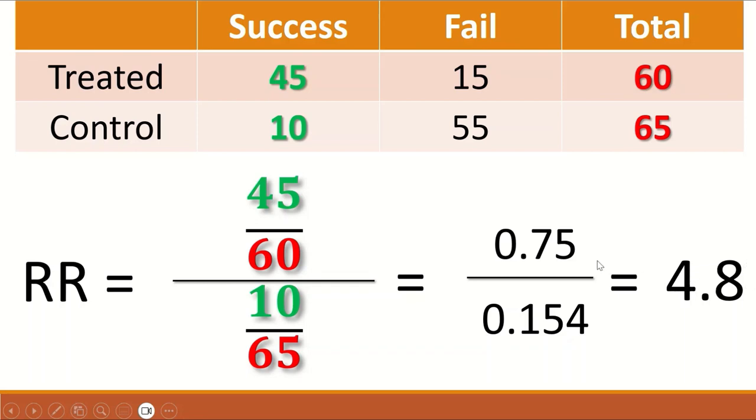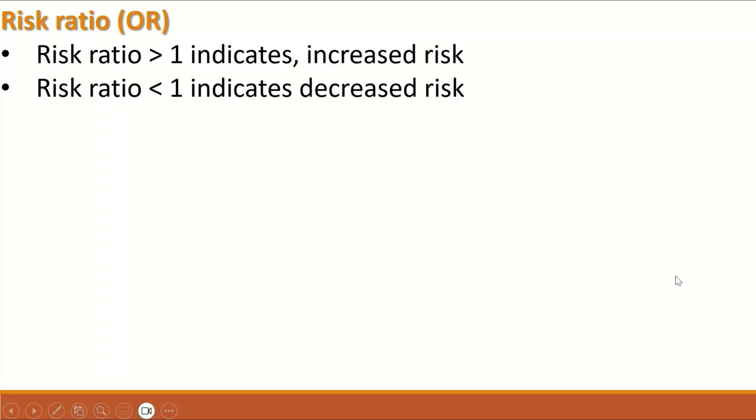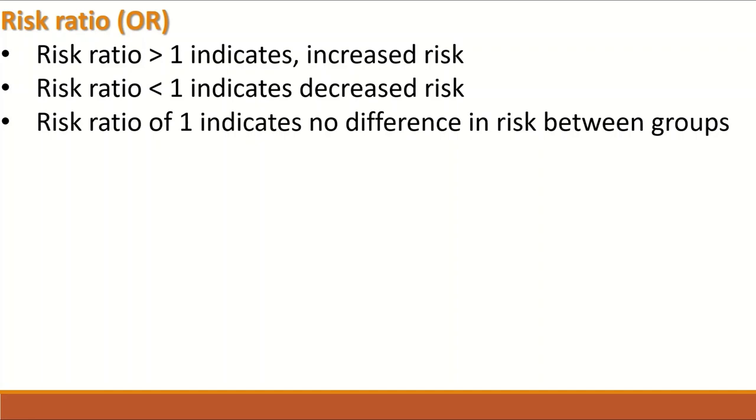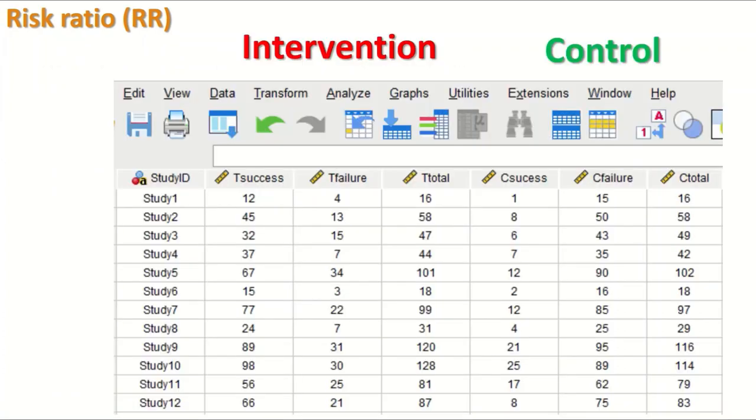This is the way to calculate the risk ratio for a binary outcome. A risk ratio greater than 1 indicates an increased risk, as it is an association, a risk ratio less than 1 indicates decreased risk, and a risk ratio of 1 indicates no difference in the risk between groups. The risk ratio is commonly used in cohort studies and is suitable when the outcome is more common.